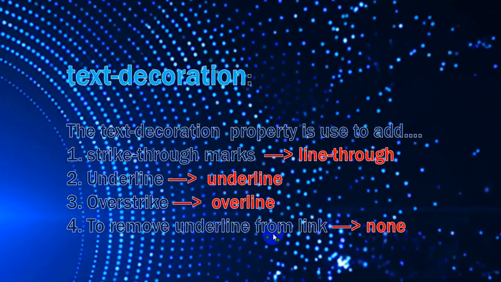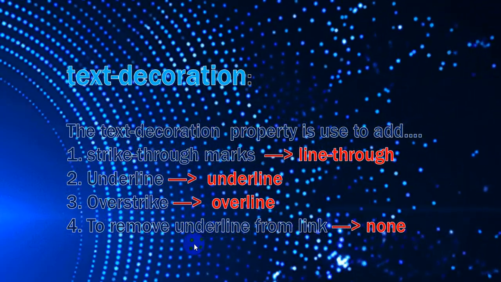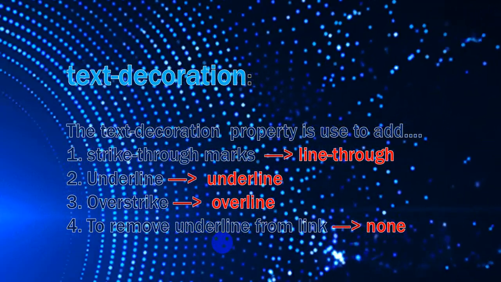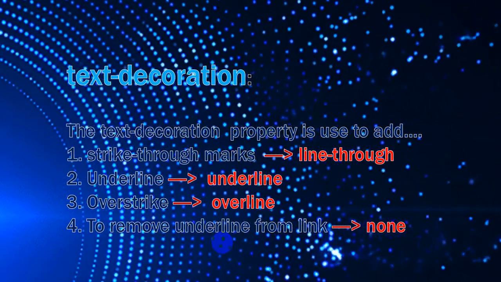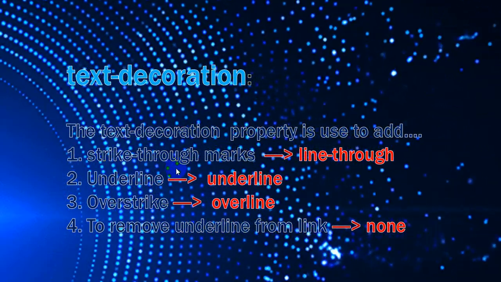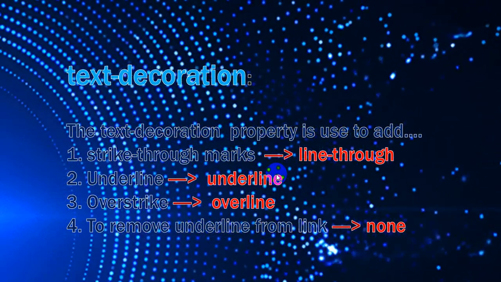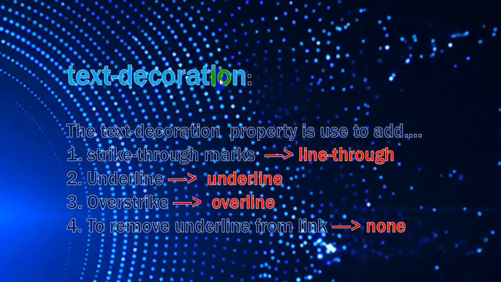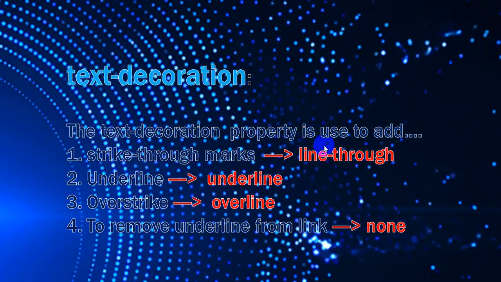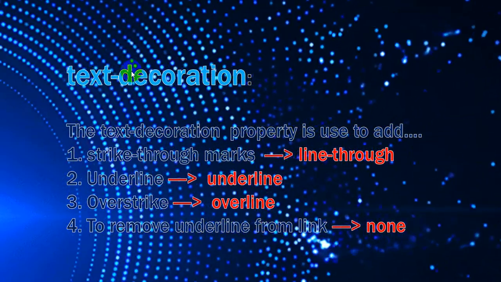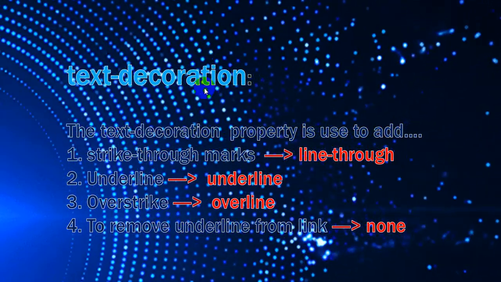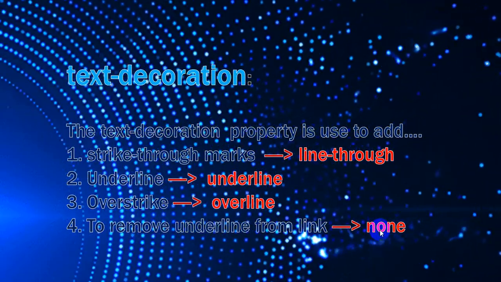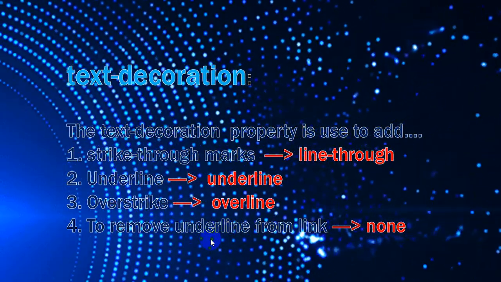Okay, by default there will be an underline below the link, or below the text which is specified as a link. So all 4 I will show you live. Don't worry, it is very easy. Text decoration is a CSS property which is used to assign line-through, a line on the text; underline, a line below the text; overline, a line over the text; and none to remove the underline from a link.